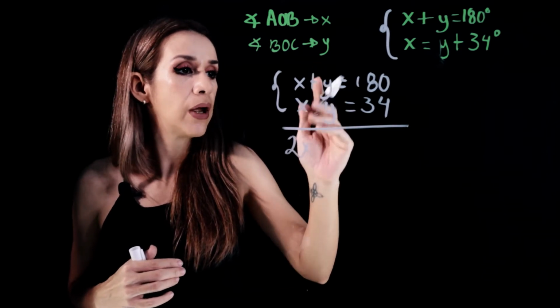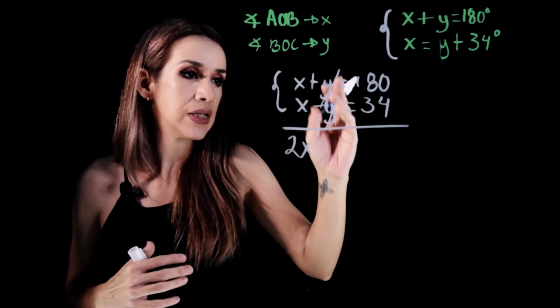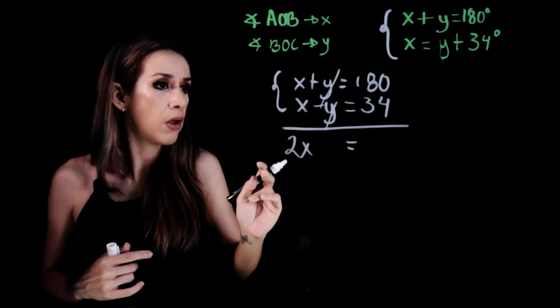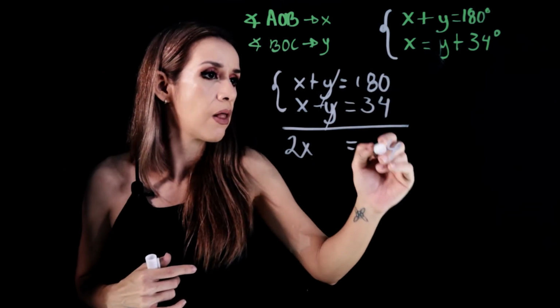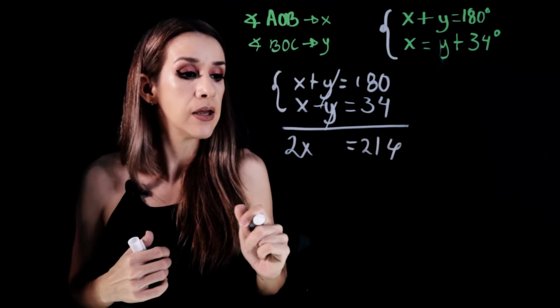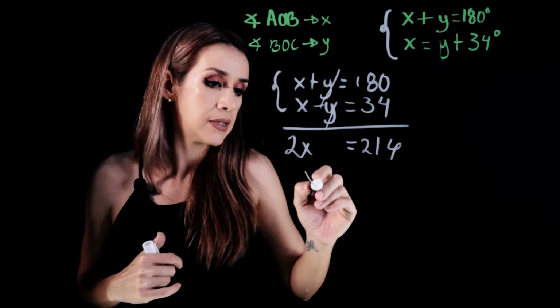Here we're going to apply the adiós, popó, and we're going to have that the result of this is 0. And 180 plus 34 is 214. Okay? Now we're going to isolate the x.